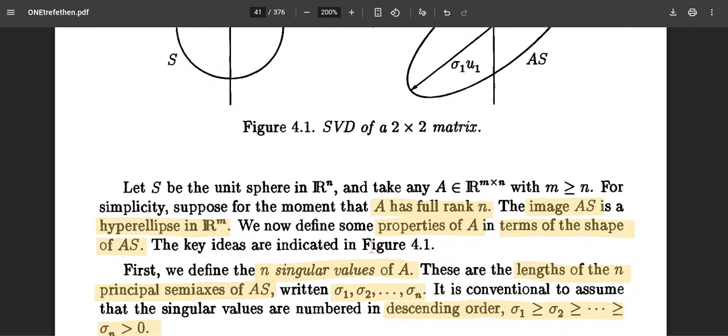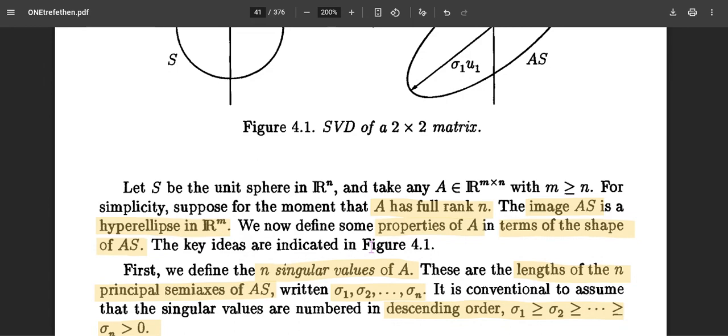So far we have assumed that A has full rank. Later we will try to relax that. Now, based on this geometrical perspective, we will define the properties of A in terms of the shape of AS, which is a hyperellipse. The matrix A has n singular values, sigma 1 to sigma n.